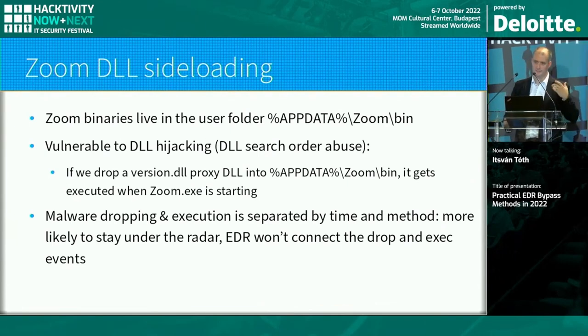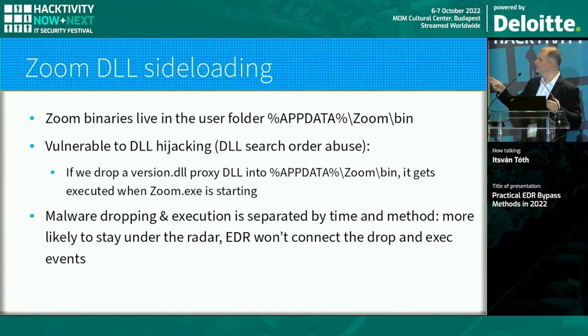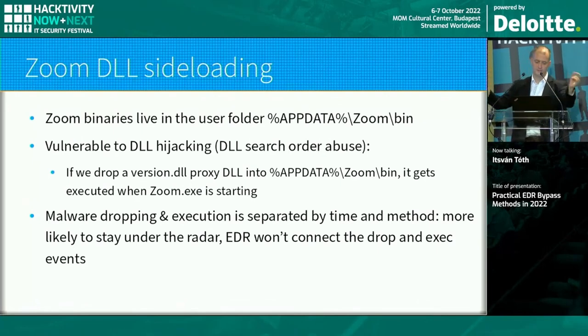So if you place, for example, a version DLL file, which is loaded by Zoom, it is a system DLL. First, it looks for the version DLL in the bin folder. And if you drop a malicious version DLL in the bin folder, then it will be loaded. Why is this important? Because if you write malware that just drops its payload in this bin folder and doesn't do the payload execution, the payload execution will follow when the user opens the Zoom application. So it is separated by time and method. Probably the payload was dropped yesterday, and today the user opens Zoom. These two events, the payload dropping and the Zoom execution, are not connected, and EDR won't connect the drop and exec events.